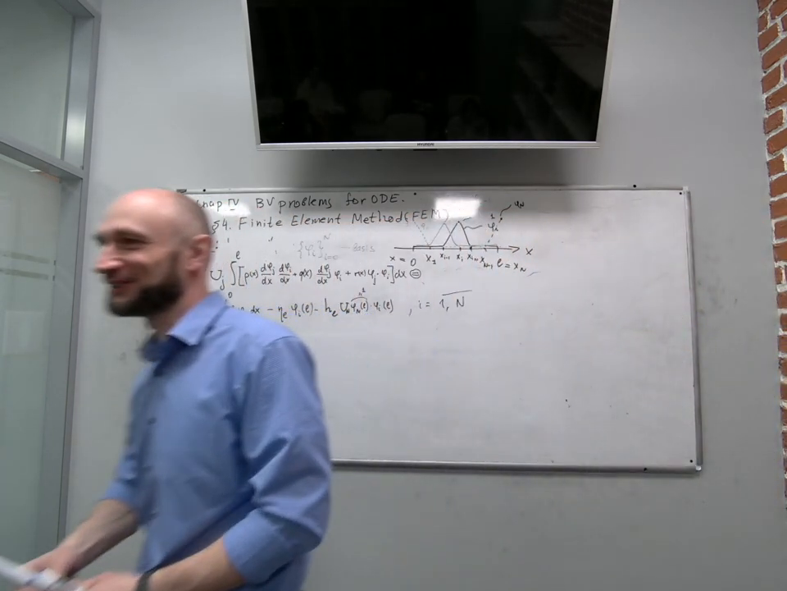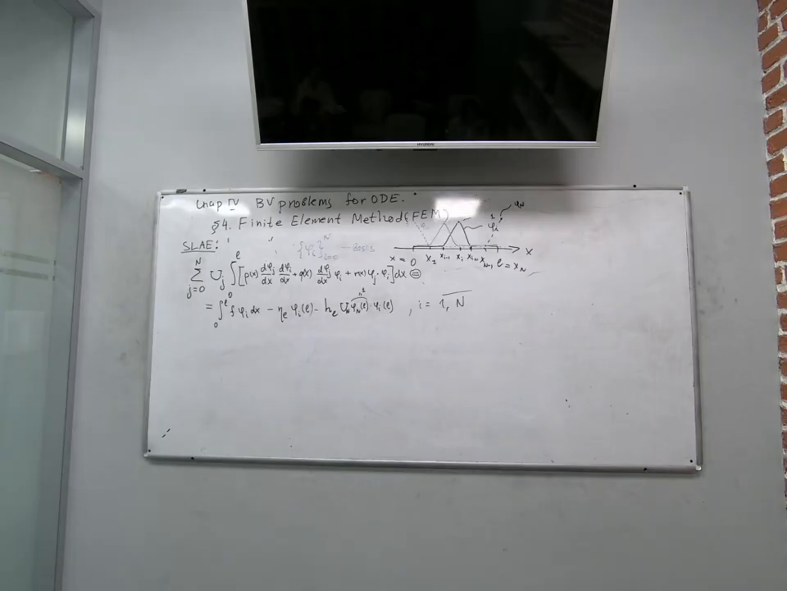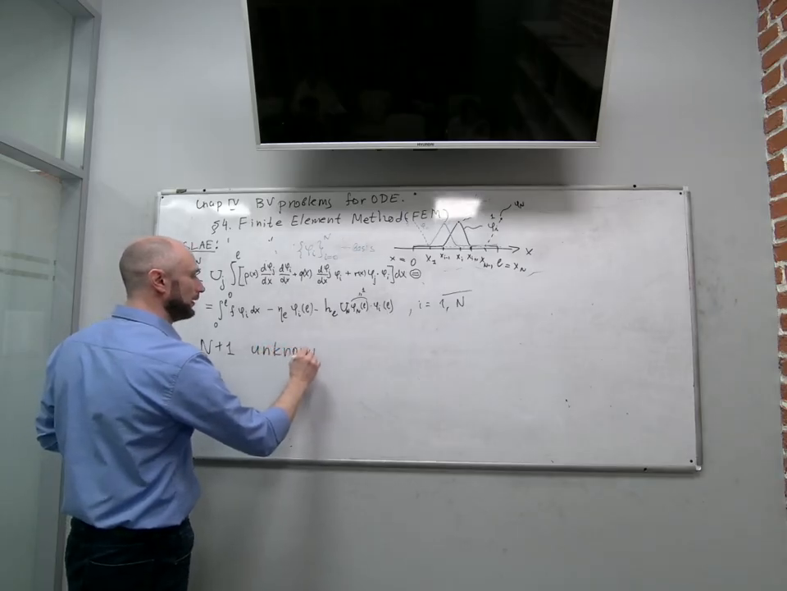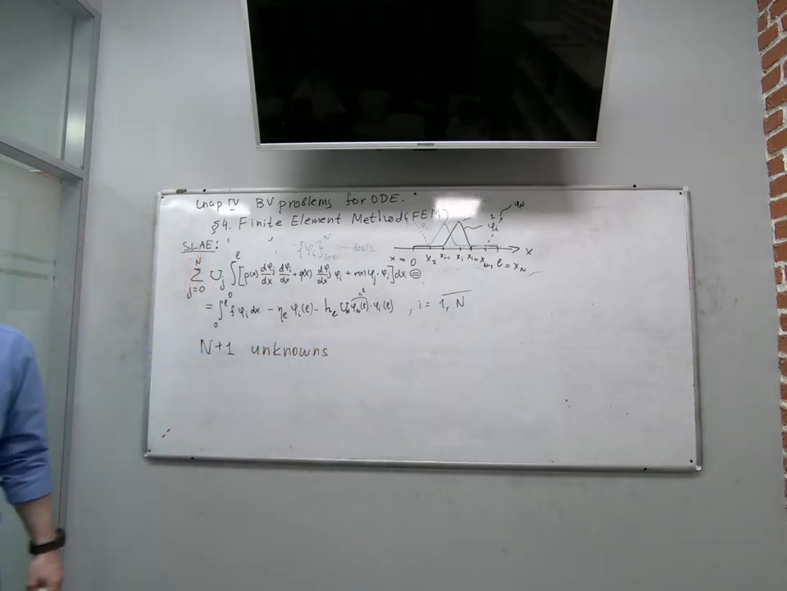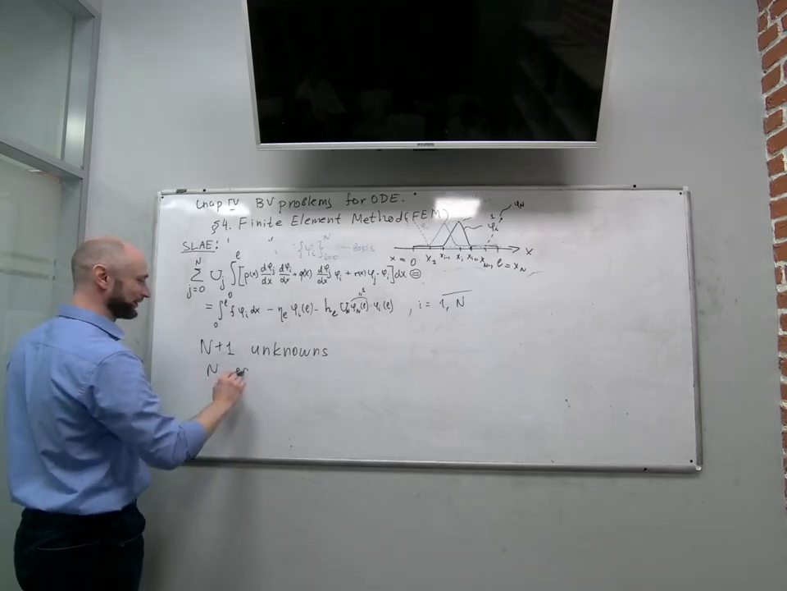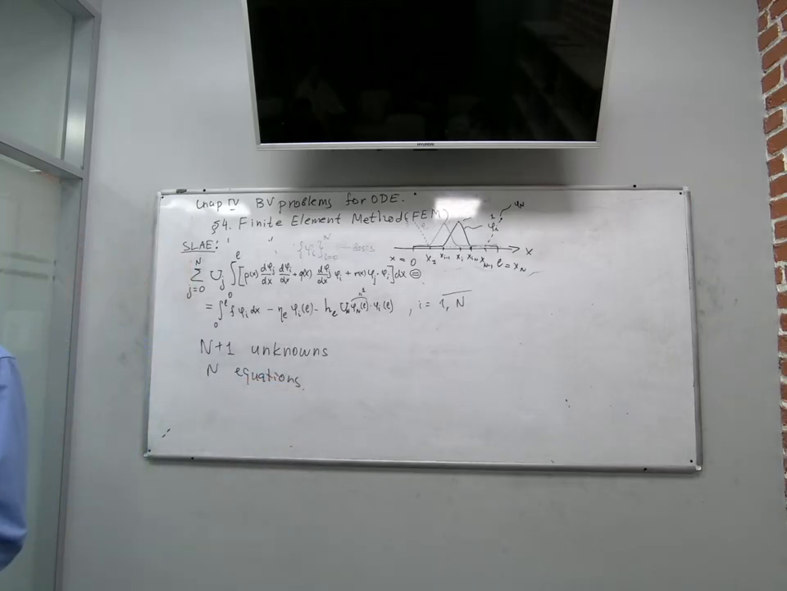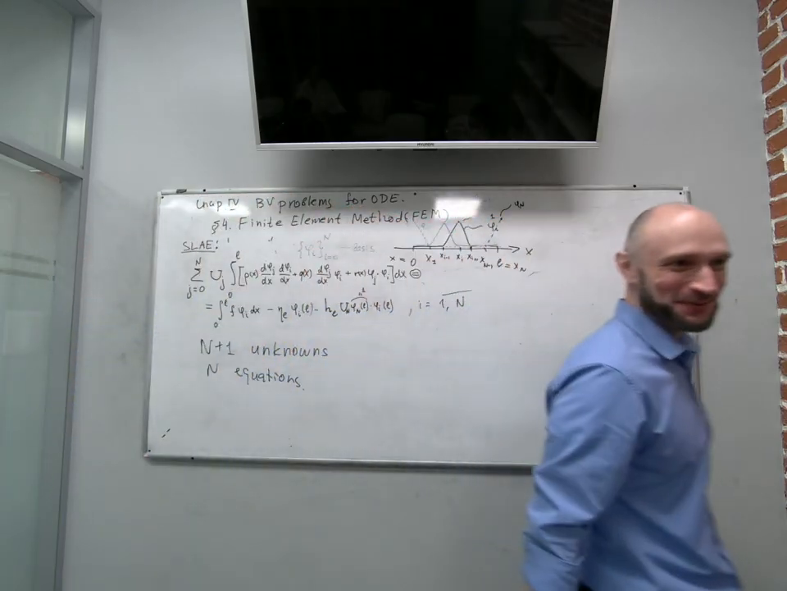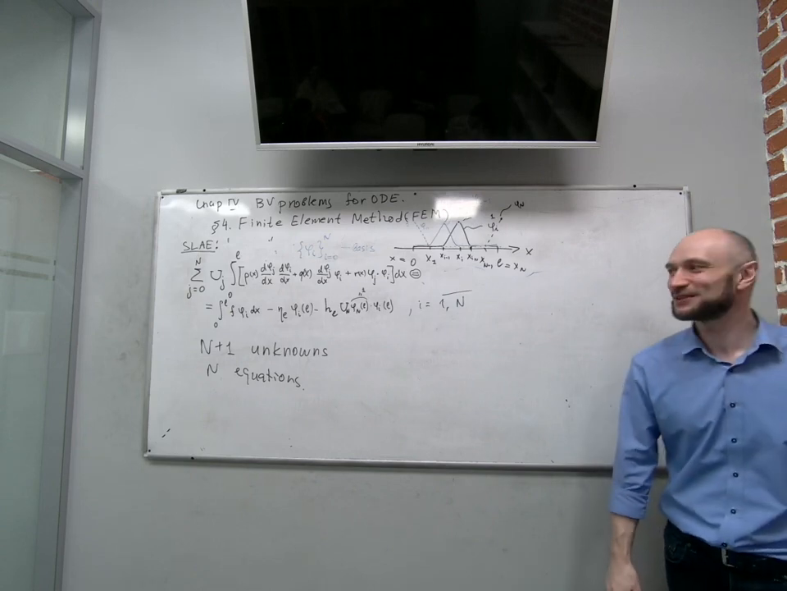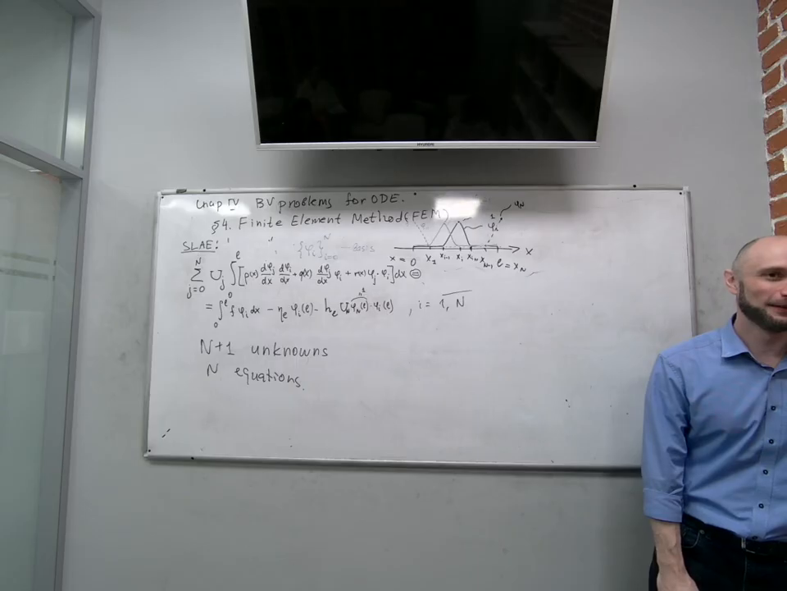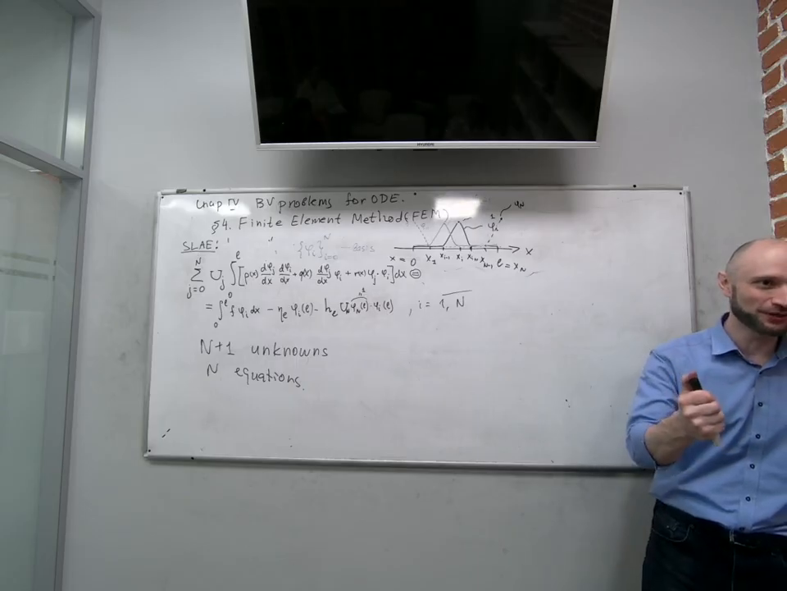Please count again. N plus 1. N plus 1 unknown. How many equations? N equations. What does your experience tell you? Why? Everything was so nice. Why can't we solve the system? What are we missing? We need another equation, one more equation, right?